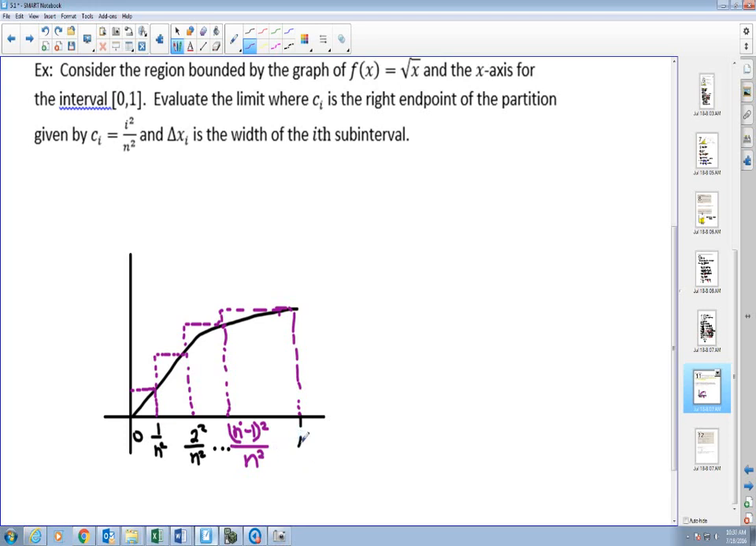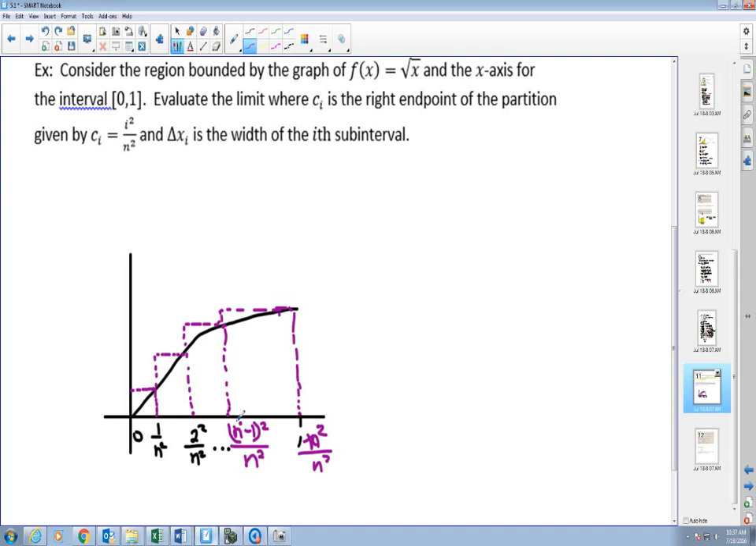This one will be just n squared over n squared, which is equal to 1 right here. Alright, so the point of the sketch is, have you realized that the width of these subintervals does not have to be equal to each other.